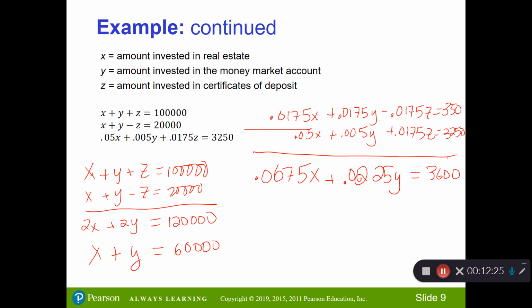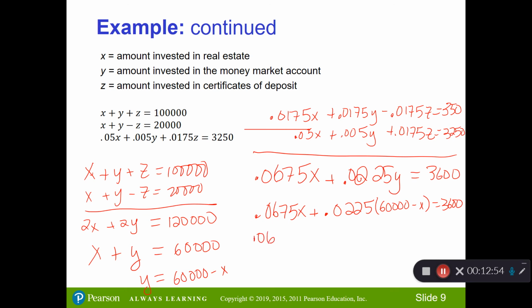Okay, now I can either continue to do elimination or I can do substitution. Just say y is 60,000 minus x. So I'd have 0.0675x plus, I'm substituting this in this equation for the y, 0.0225, y is 60,000 minus x equals 3,600.